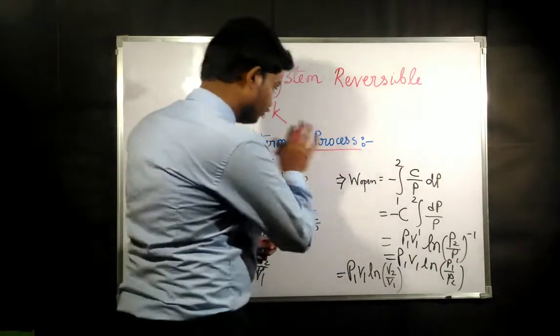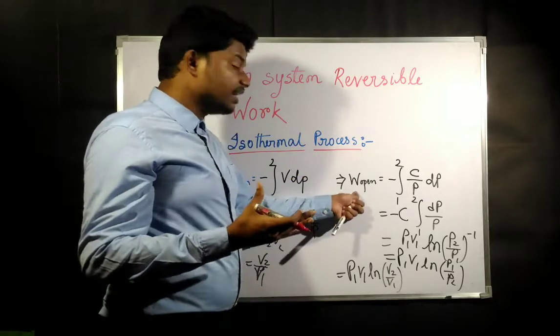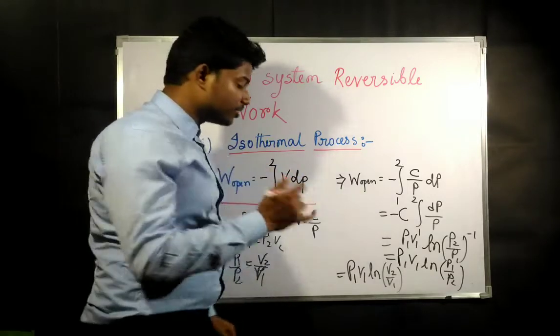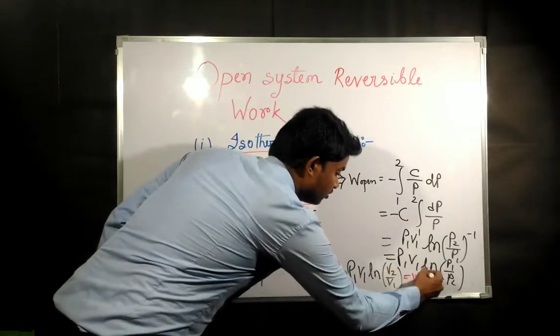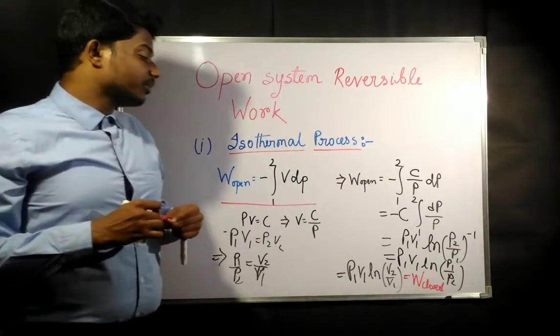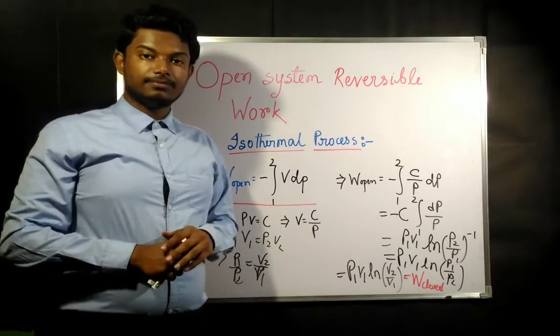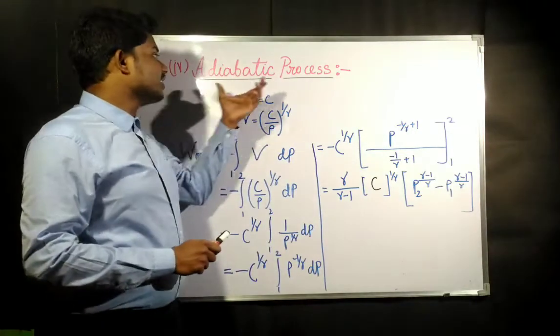Okay, that means for the isothermal process, whatever work done expression you are getting for the open system, the same expression will be there for the closed system. So in the isothermal process, W open is going to be the same as W closed. Okay, so the next thing is the adiabatic process.